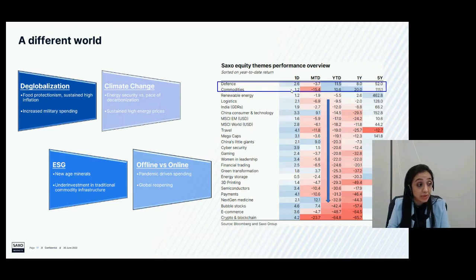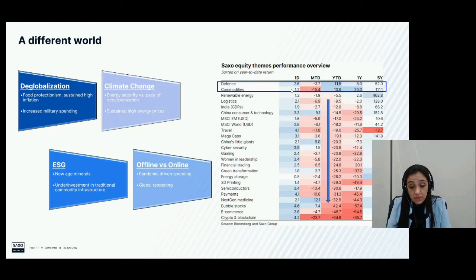The other one to talk about is climate change, where there's this discussion about energy security versus the pace of decarbonization, something I mentioned when I talked about Europe. Of course they wanted to have regulation and move to ESG, but now since Russia is not supplying gas, they don't have any other option but to refire their coal plants, so that's miserable. And so that will lead to some sustained high energy prices.